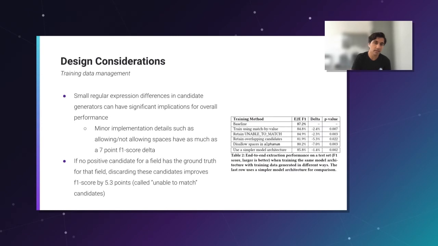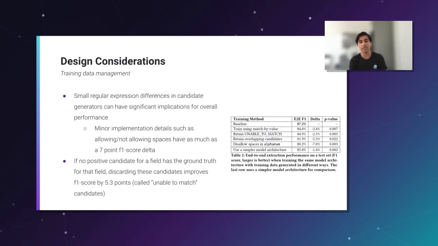So that's the point of that. In terms of training data management, there are a few other subtle points here. It turns out that candidate generation and the development of these candidate generating functions are super important and have a very big implication on F1 score deltas. They had an example in the paper of allowing or disallowing spaces in one of their regexes for candidate generation, and simply the difference between allowing or disallowing spaces had a 7-point F1 score delta.